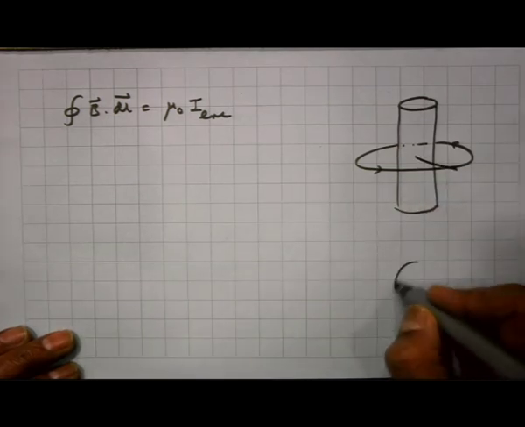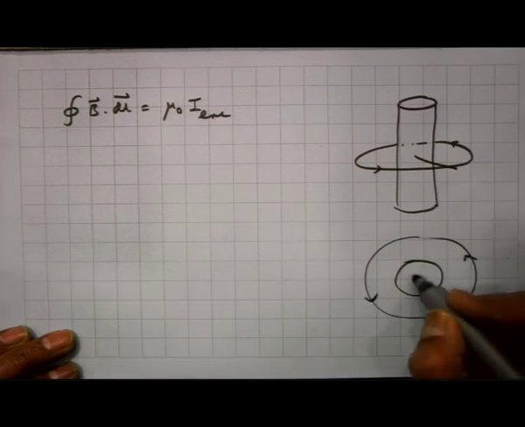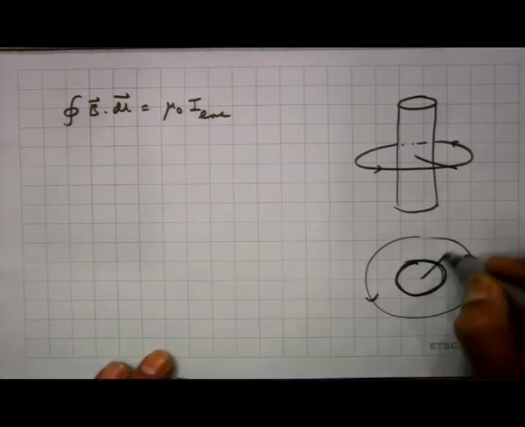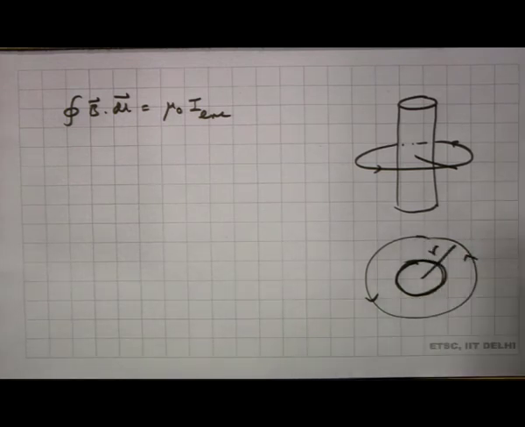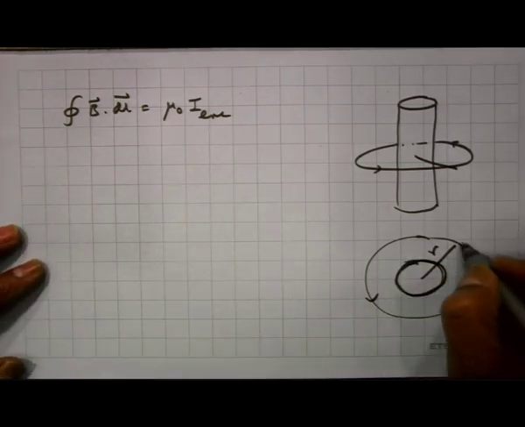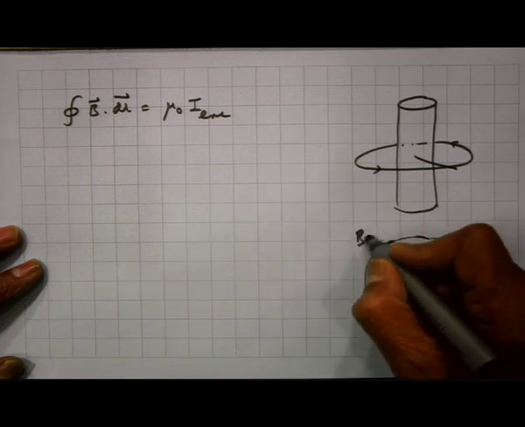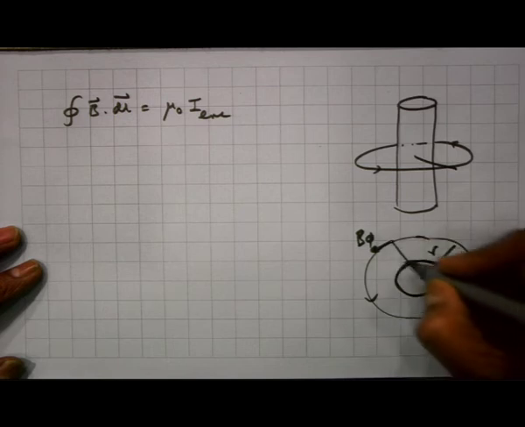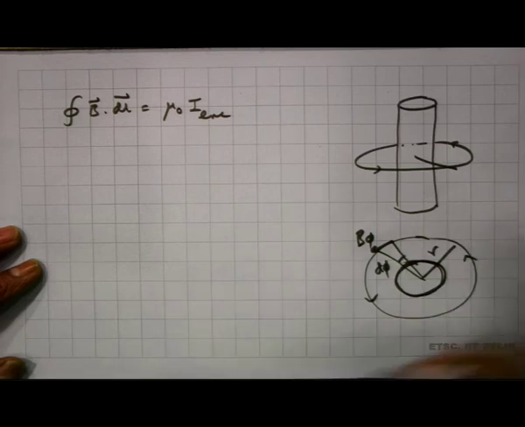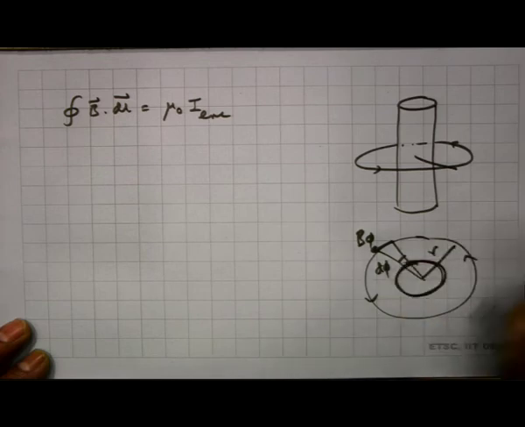So, looking from the top, that is my solenoid and I am taking a circular path like this. That is a solenoid, and my path is like this, and this is r. Because my path is like this, if I call this component B phi, this is d phi. B phi is the phi component of the magnetic field, which is the azimuthal component, along the tangent to the circle.